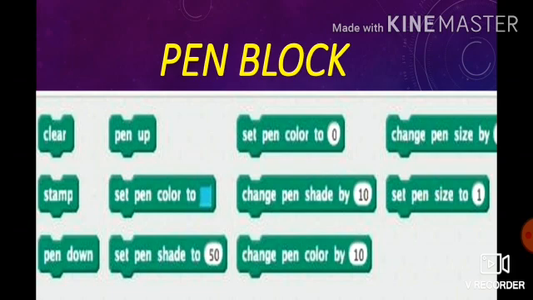Your second instruction is set pen color to. It is used to choose a color by clicking the square to get the eyedropper. Use the eyedropper to click on the color you want. The color will appear in the square. Picking the color also changes the pen shade. Your third instruction is set pen size to. This instruction is used to set the pen's thickness.